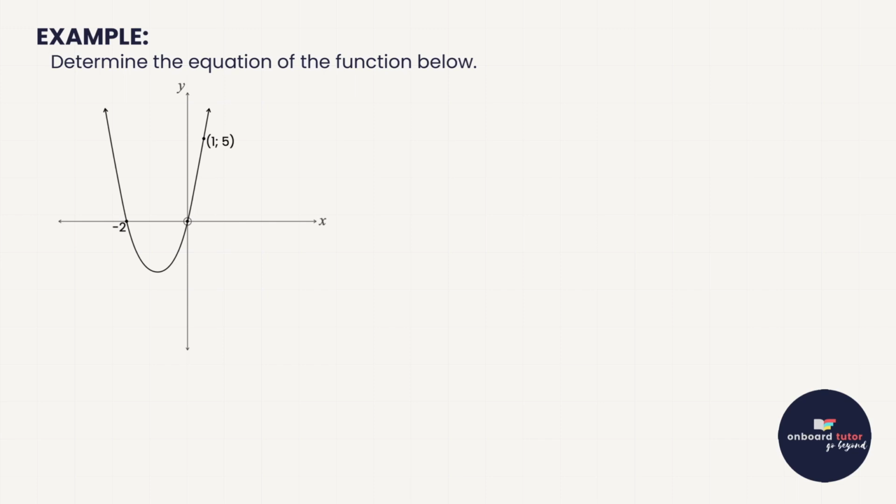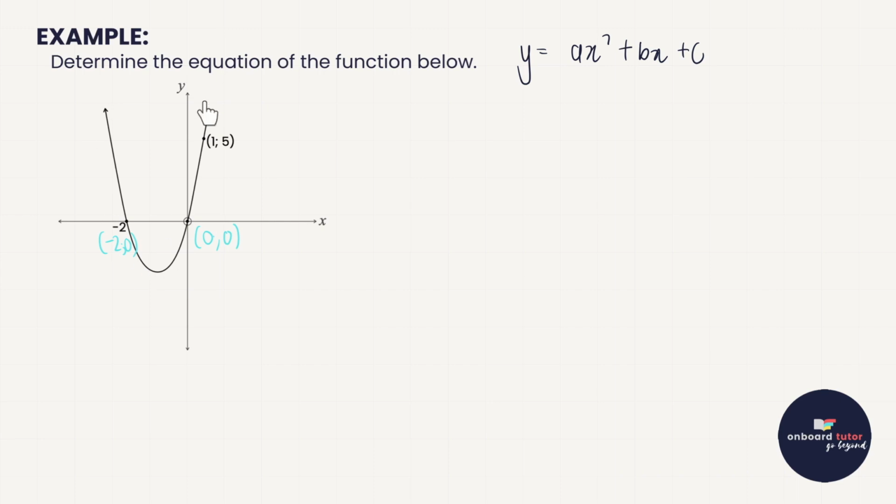So determine the equation of the function below. I can see that it's a parabola. That means my brain immediately goes y equals ax squared plus bx plus c. And then I ask myself, what information do I have to work with? Okay, I've got a minus 2 here, which is an x-intercept. So let's rewrite that as (minus 2, 0). I've got another x-intercept here at the origin. So even though they didn't label it, I can see (0, 0). And then I've got this random other point here, (1, 5), which is going to come in handy.